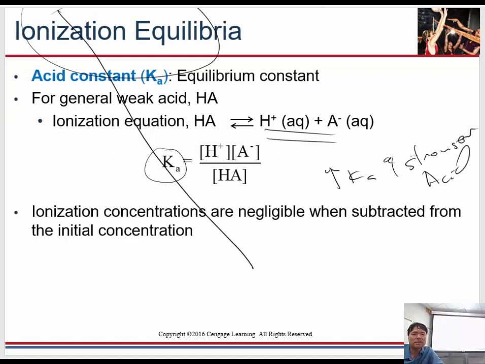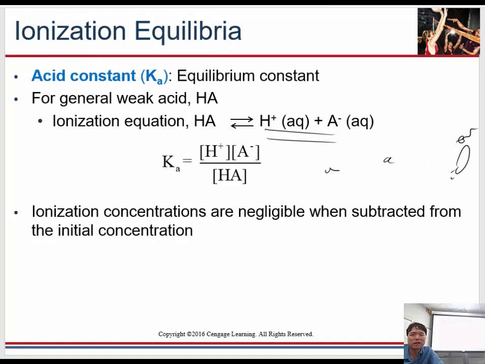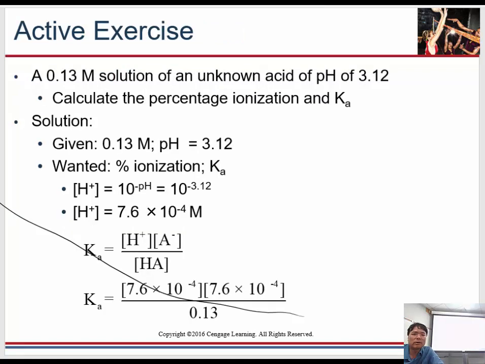Let's look at the acid ionization equilibrium just briefly here. In other words, the higher the K, the more product we have. The more product we have, the greater the H plus. And the greater the H plus, the more acidic we say it is. All right, so a 0.13 molar solution of an unknown acid has a pH of 3.12.